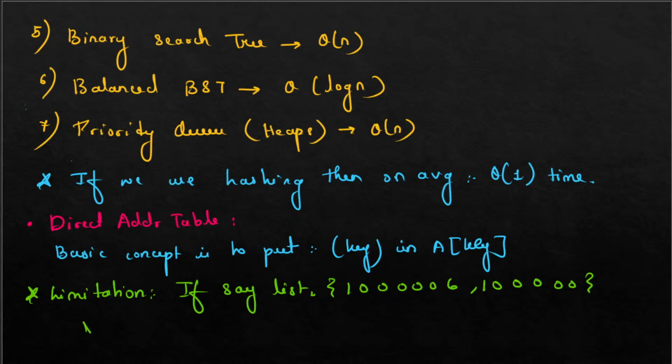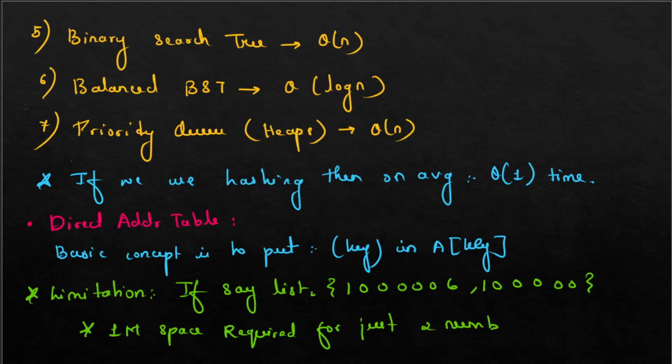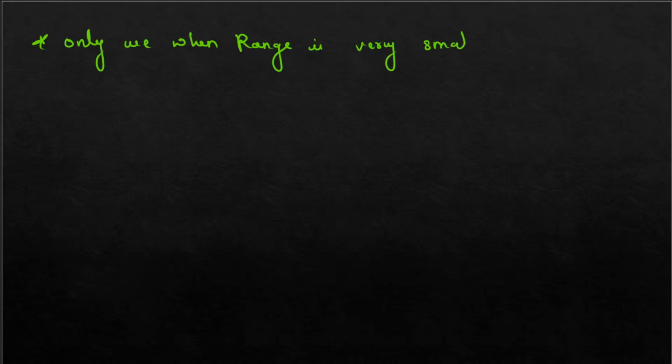I am writing a note also here that 1 million space is required for just two keys, and this is the major drawback. So the next note is: only use when the range is small. When the range is small, just like 1 2 3, then you can use this. But if it is in millions, thousands, it is not preferable.